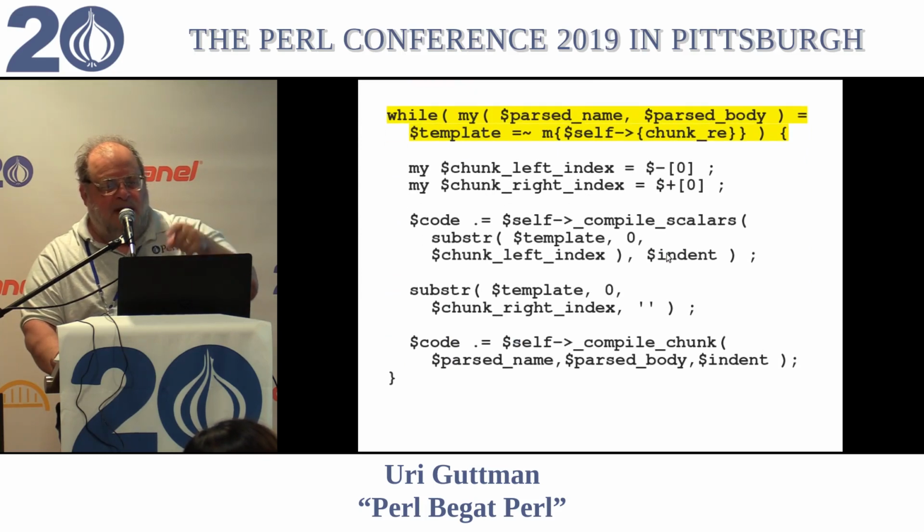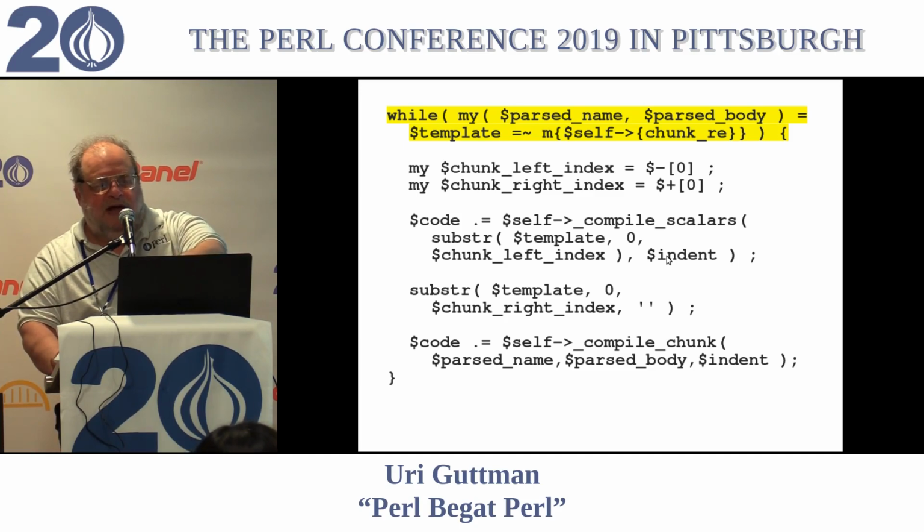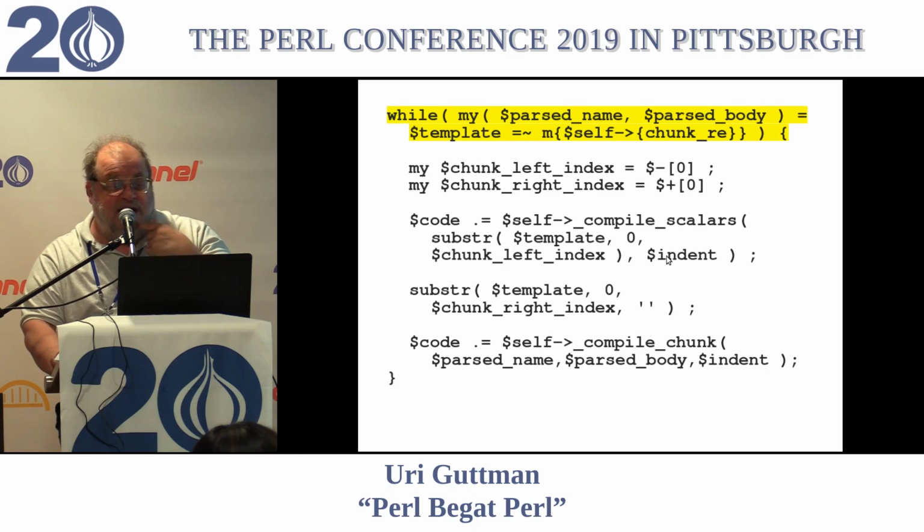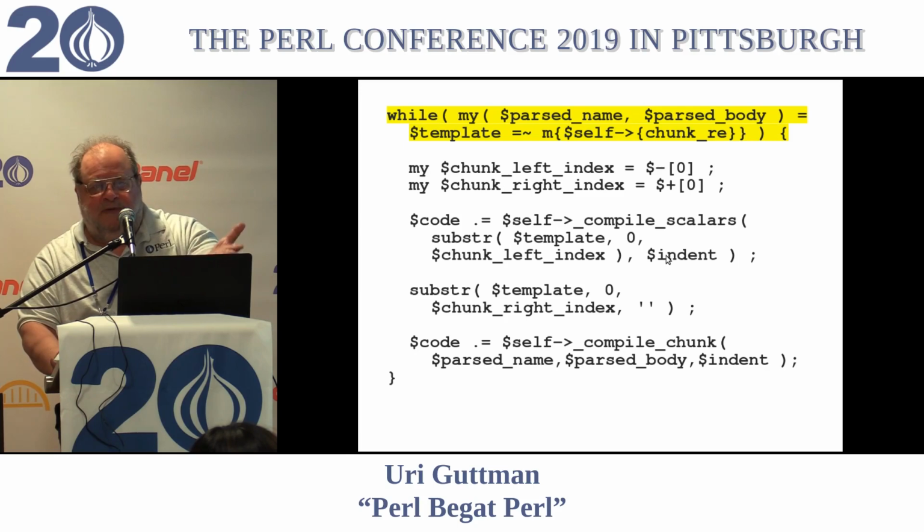Now, parse name and parse body are results of this regular expression. And it should say chunk name and chunk body. I realized that today. It's a naming thing I left in the code that should be changed. So parse name is the name of the chunk, family in this case. Parse body is the actual template inside the start and end. So we're grabbing those out of the current template by using this very fancy chunk RE expression, which is not being shown.